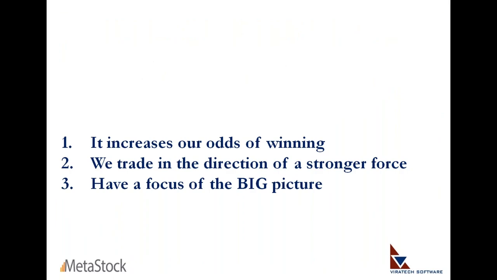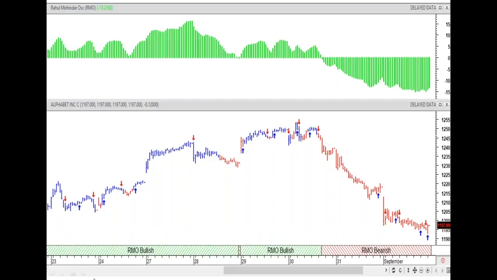So if I rotate back to that 30-minute chart, which I was showing you on Google, you can notice over here, it's been bullish all the way. Where's my first sell? Somewhere on the 30th of August, around that 1235 odd marker, you have red bars in place, the arrows are in place, but where am I going to sell short? The RMO has gone negative.